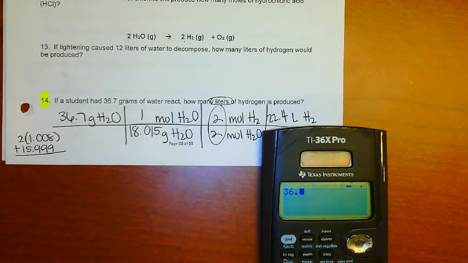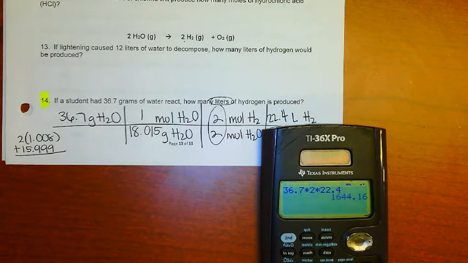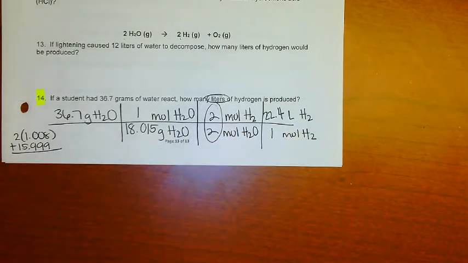So 36.7 times 2 times 22.4, and we divide that by the bottom, which is 18.015 times 2. Okay, and I get 45.6 liters of hydrogen.